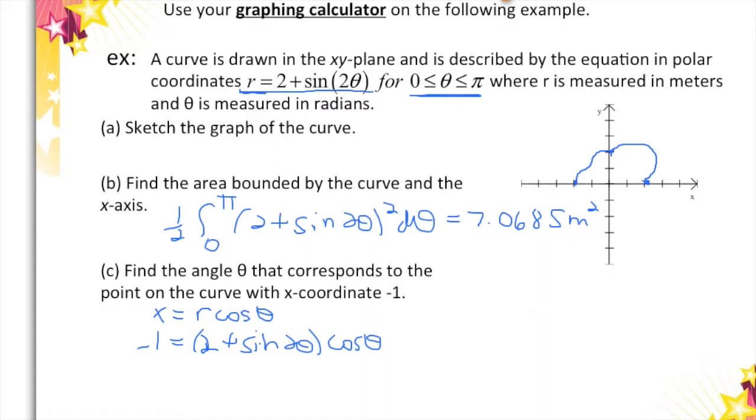Now we could have done this if it had said y-coordinate. So if they wanted the y-coordinate, what do you think we would have done? Yeah, we would have used the formula for y, which is y equals r sine theta. So we could just as easily have done a y-coordinate as an x-coordinate. They're just asking for the x.